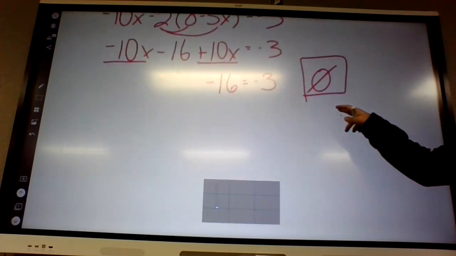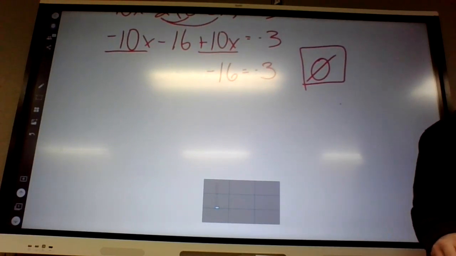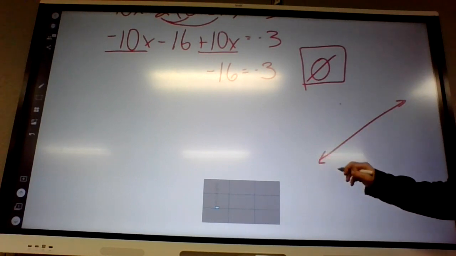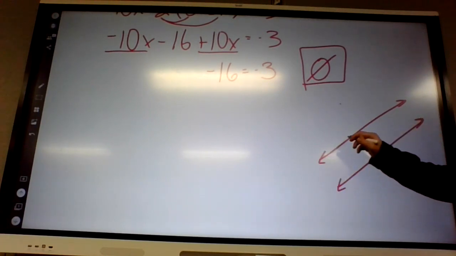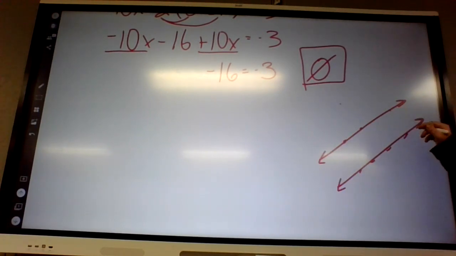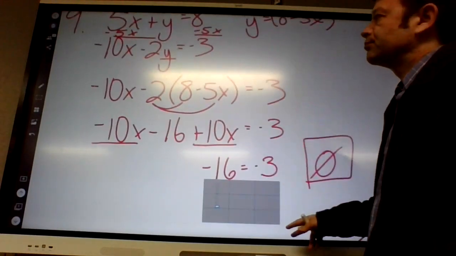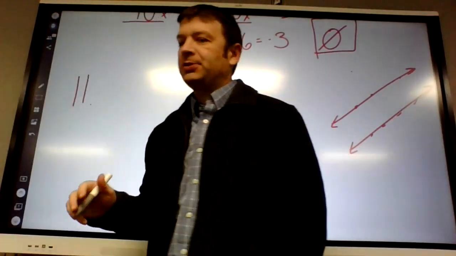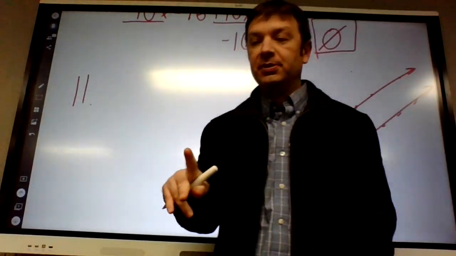So that means no matter what you plug in for x, and no matter what you plug in for y, it will never be true. If we graphed it, they would be parallel lines. They have no solutions in common. Number 11. Remember, the solutions are two numbers for these.